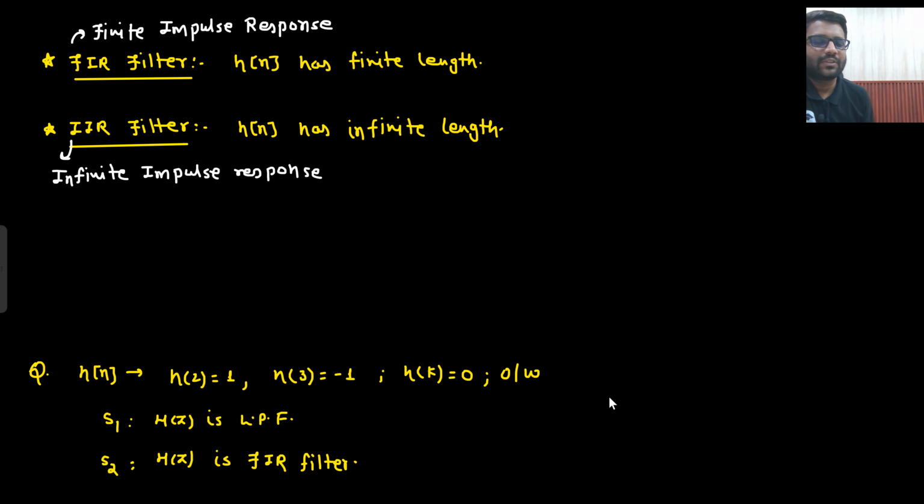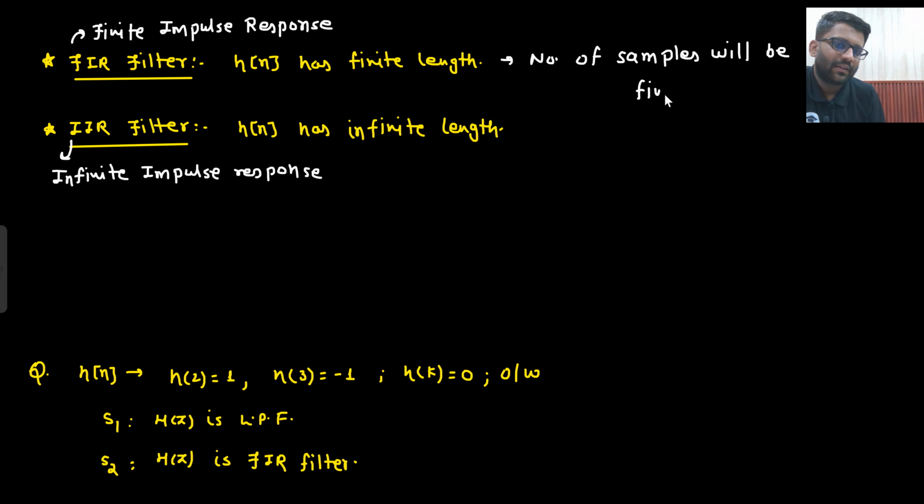That means the number of samples will be finite. h(n) has finite length. It can have 1 sample, 2 samples, 3 samples, 4 samples, 1000 samples, 1 lakh samples, 2 lakh samples, but the number of samples will be finite. And here the number of samples will be infinite. That's it.